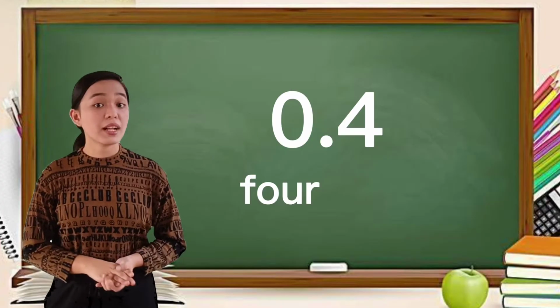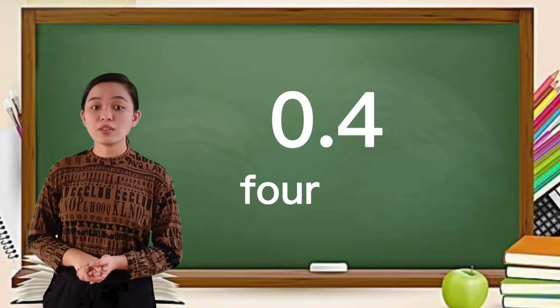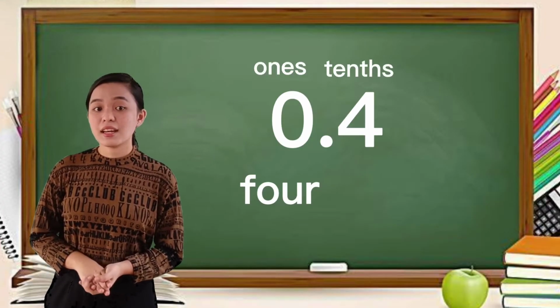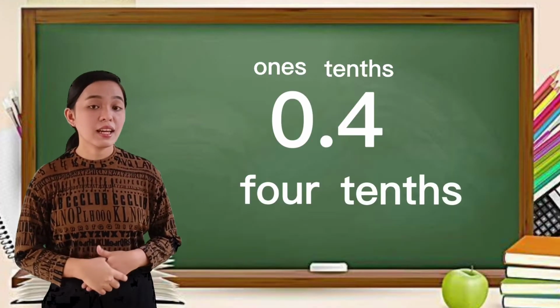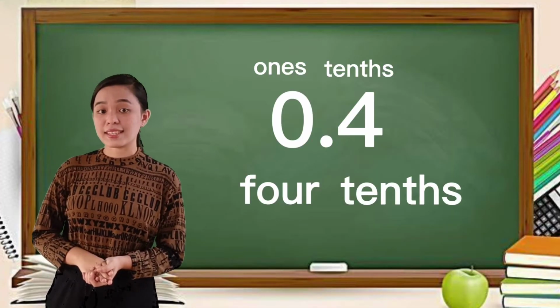And what is the place value of 4? Okay, let's count. Ones, tenths. So 4 is in the tenths place. Therefore, it is read as 4 tenths.